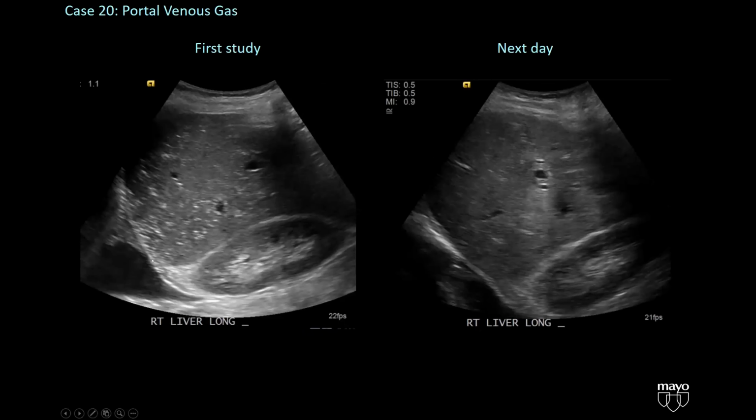Okay, another case. Actually, this is that same case, right pleural effusion. Here's the liver with the multiple echoes, but then on the follow-up study the next day, those echoes were gone, and this can be a transient finding, and it was in this case.